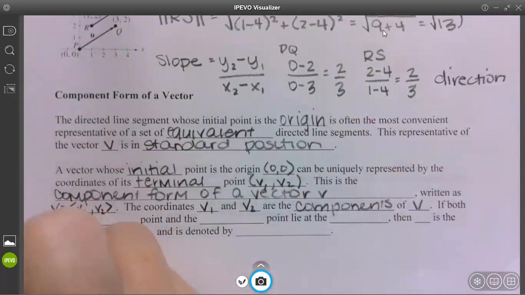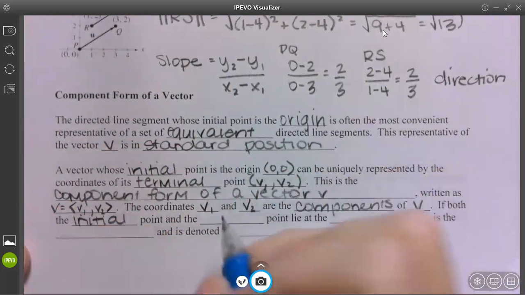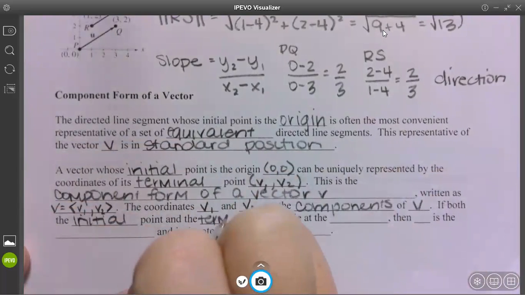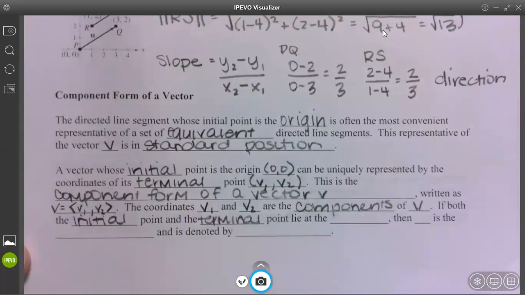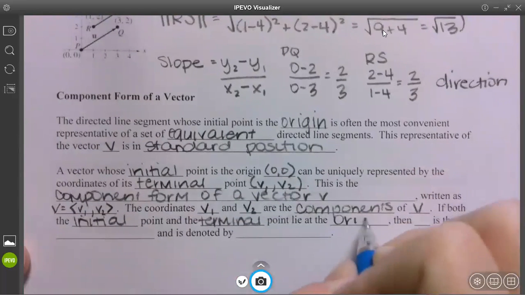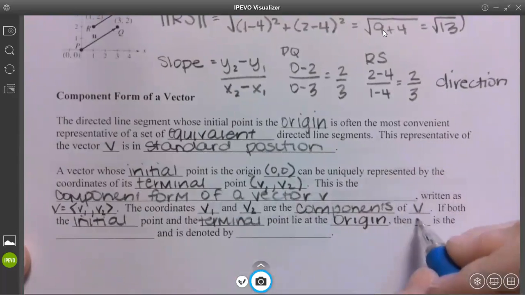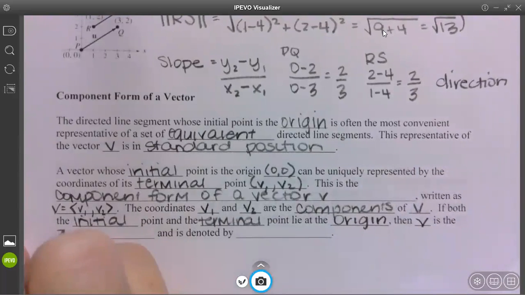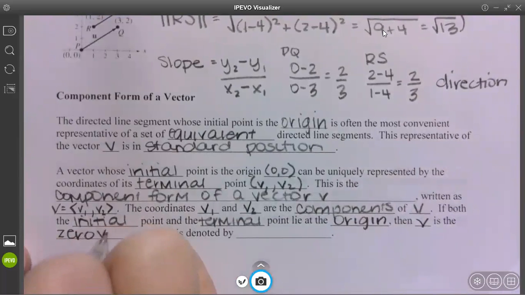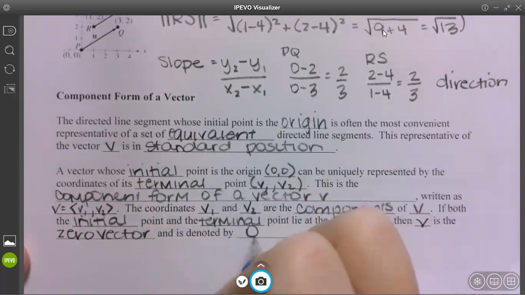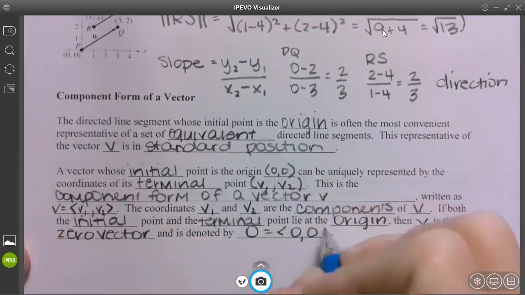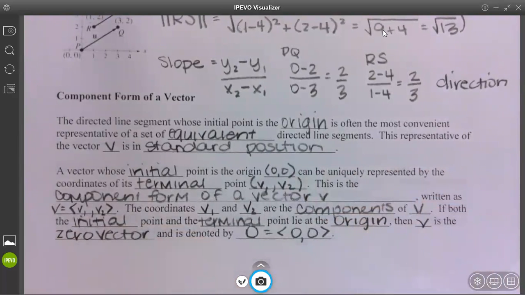If both the initial point and the terminal point lie at the origin, then V is the zero vector and is denoted by 0 equals 0, 0. Just in case you're behind.